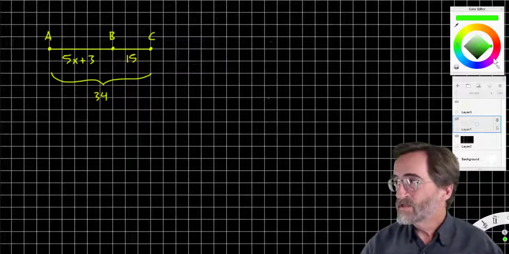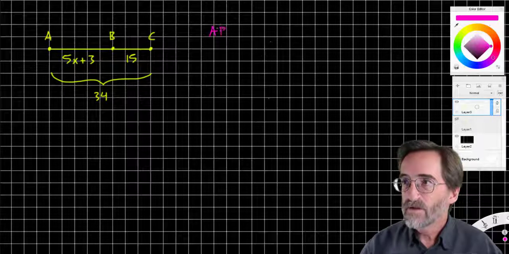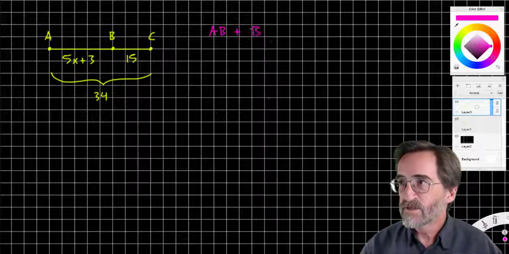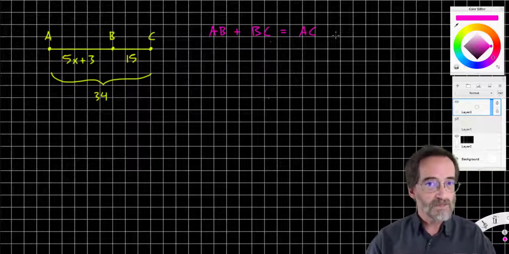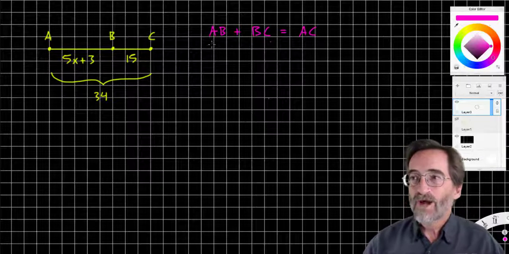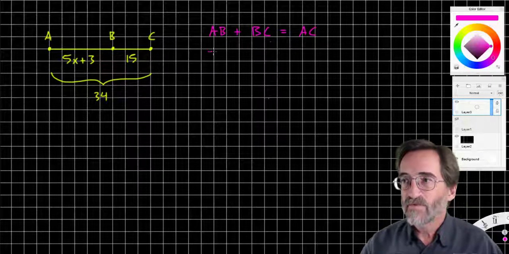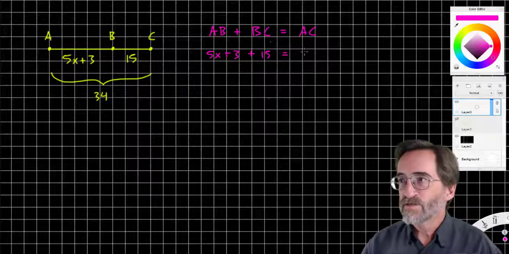In that case, I can write this equation. I can say that AB plus BC equals AC. That's the segment addition postulate, right? It says two segments that make up a segment can be added to find the length of the whole thing. So now by substitution, AB is 5x plus 3. BC is 15. And AC is 34.